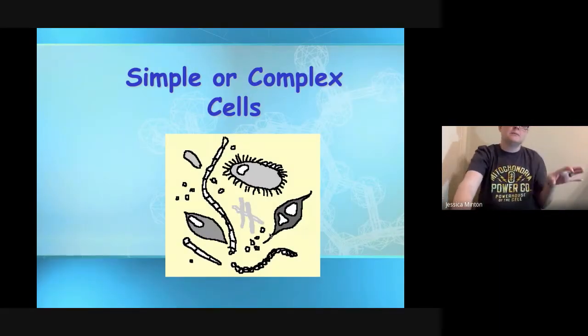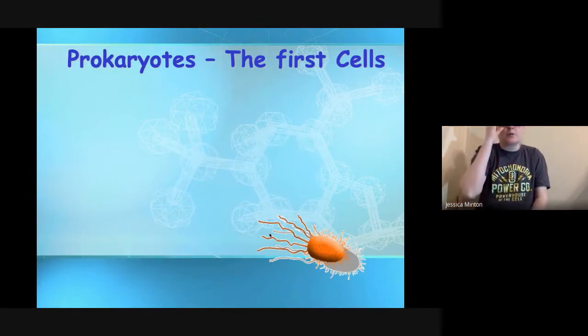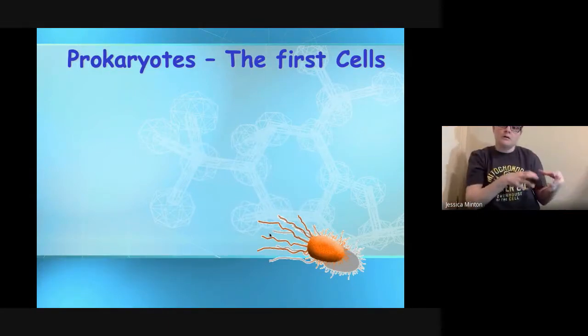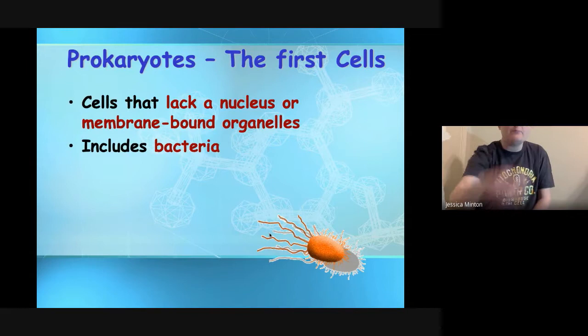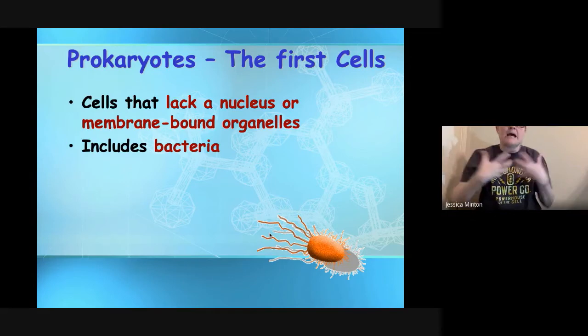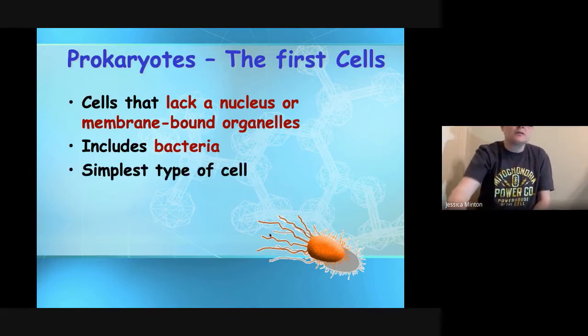So, simple or complex? That's a question. How do we determine that? When we talk about prokaryotes, pro means before. I'm looking at before nuclei, before all of these organelles. These are going to be my first cells. They lack the nucleus and they lack any membrane-bound organelles. Notice that it is membrane-bound organelles. They might have some of the same organelles, but they're not membrane-bound, and they serve a little bit differently. This includes the bacteria cells, which are the simplest form.